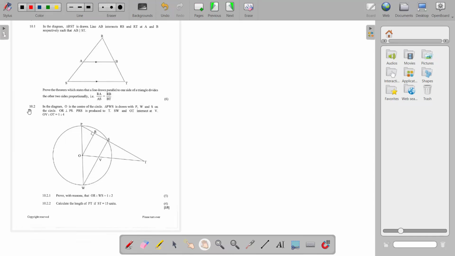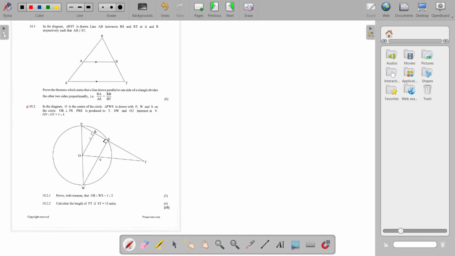Then we are in now question 10.2, and in question 10.2 here, we are given that O is the center of the circle W, triangle PWS is drawn with P, W, and S on the circle. So with that, we can conclude that here it's 90 degrees.